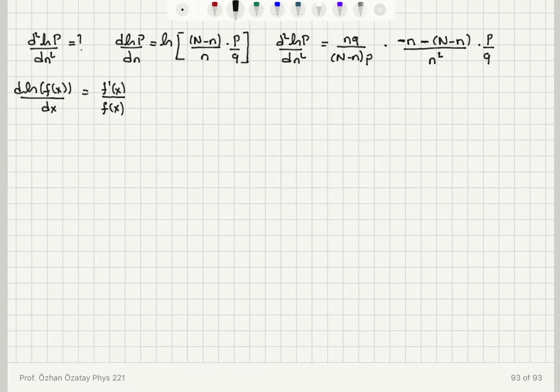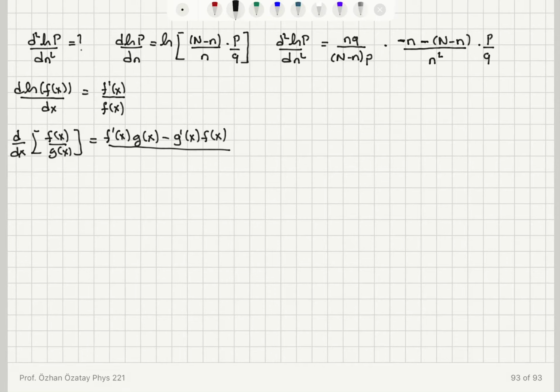Now I'm using the property of the derivative. If I'm taking the derivative of the ratio of two functions, f of x, g of x, it is f prime of x, g of x, minus g prime of x, f of x, divided by g of x squared. So I'm using this property of the ratio. And let's see what I obtain for the second derivative of ln p with respect to n.